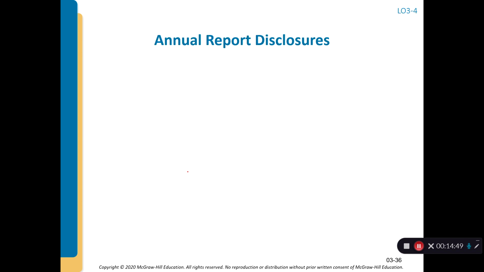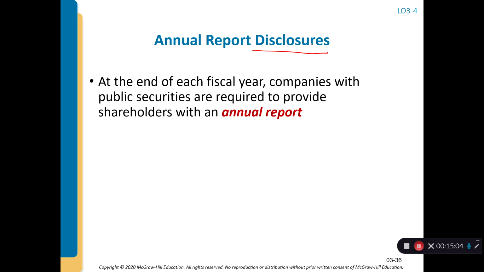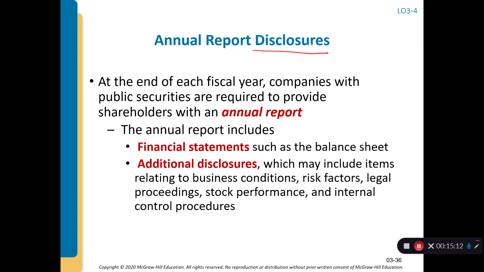Okay, and now annual report disclosure. We want to look at how companies disclose the financial statements. At the end of each fiscal year, companies with public interest or public securities are required to provide shareholders with an annual report. The annual report includes financial statements and additional disclosures. Financial statements are the balance sheet, income statement, statement of stockholders' equity, and cash flow statement, right? There's also a lot of information attached to the financial statements. We call it additional disclosure, and it includes items relating to business conditions, risk factors, legal proceedings, stock performance, and internal control procedures.